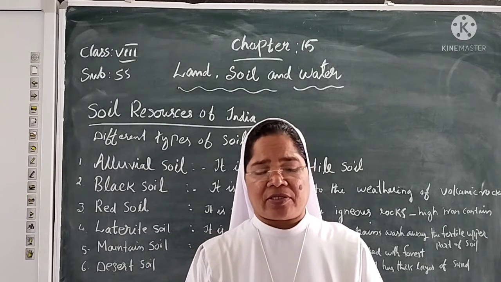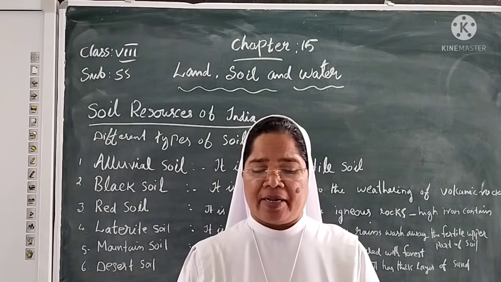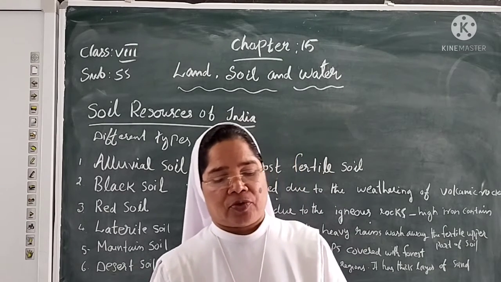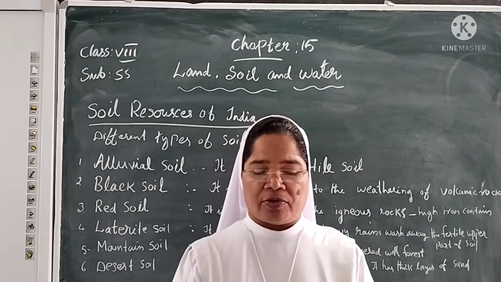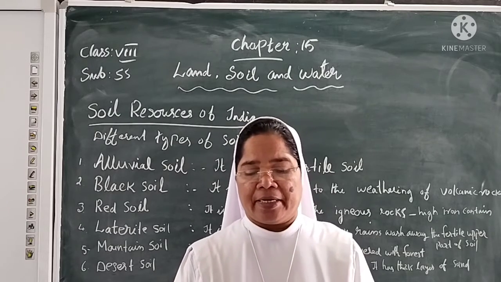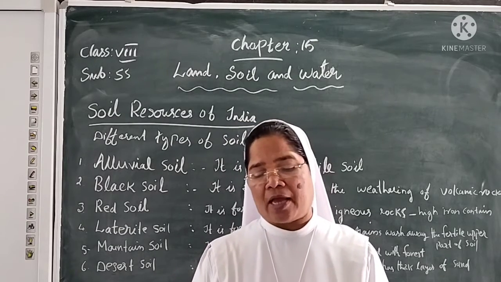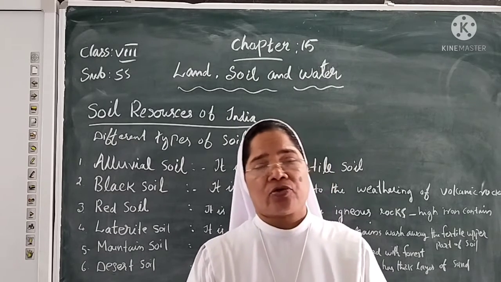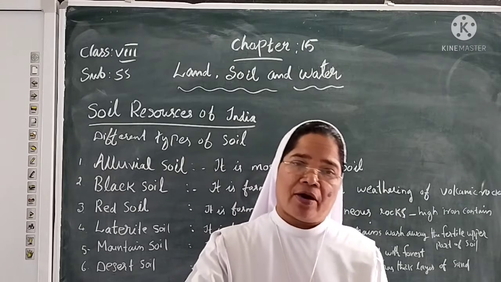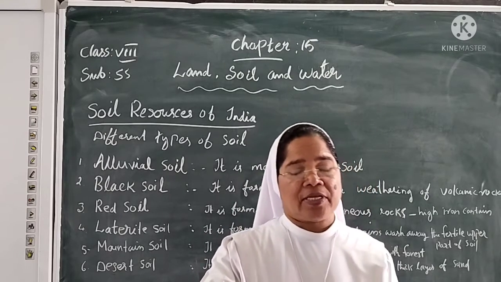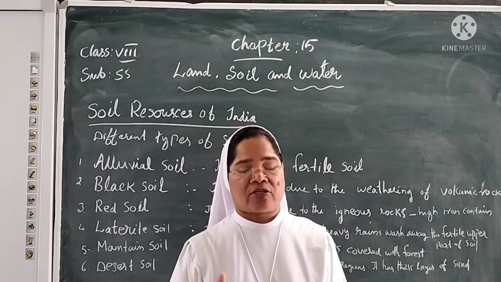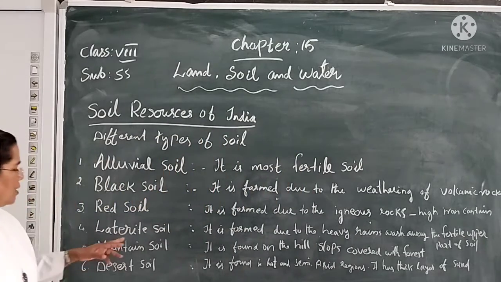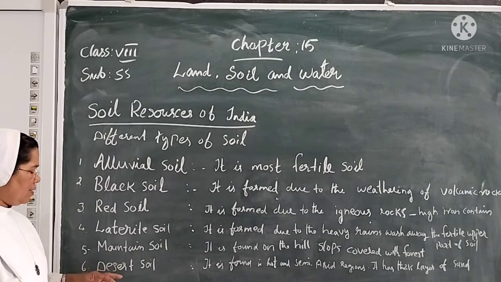This soil lacks humus content but contains a high proportion of soluble salts that help irrigation, and a variety of crops can be grown in the desert soil. These are the desert soil. So there are different types of soil we have found. The first one is alluvial soil, second one is black soil, then we have red soil, then we have laterite soil, mountain soil, desert soil.